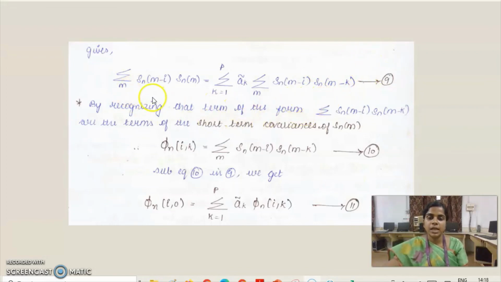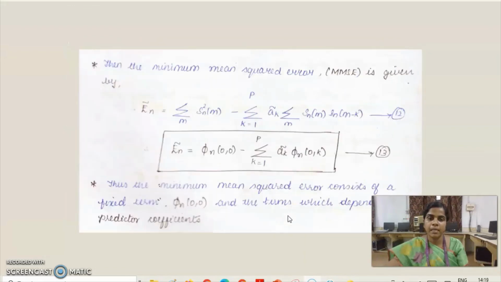To put this equation 9 in terms of a covariance matrix, we can bring this down as phi_n of i and k, the available constants i and k, summation s_n(m minus i) s_n(m minus k). Since k is not available with this LHS, we bring this as phi_n of i comma 0. Here phi_n of i comma k is available. And we boil this down into a matrix format. The covariance matrix is followed here as phi_n of 0 comma 0 equals the summation of a_k cap phi_n of 0 comma k for having a minimum mean squared error.